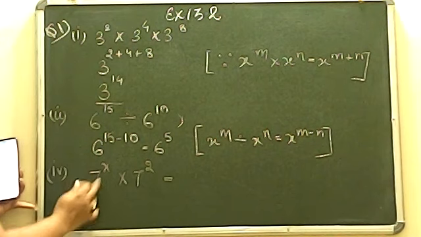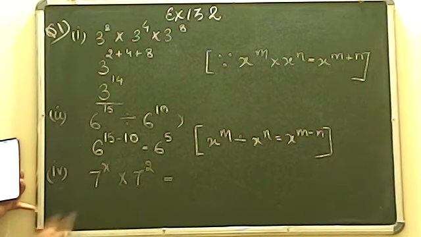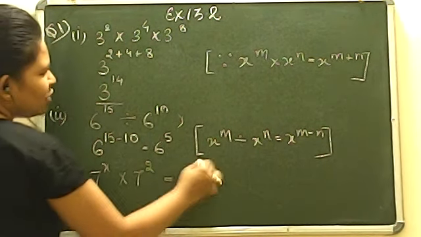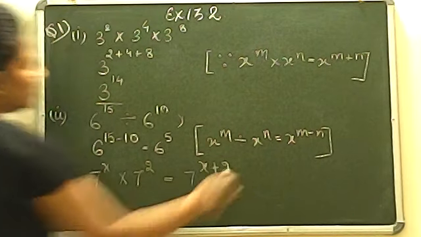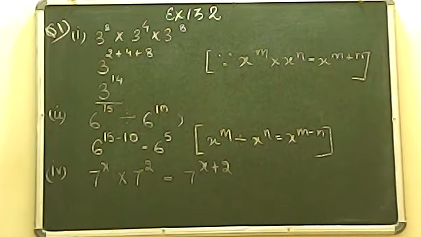Correct. Because same base, power different, in between there is a multiply. So powers will be added. Answer will be coming 7 to the power x plus 2. Do not write 2x. Why 2x? Because x plus 2 is different. X into 2 gives you 2x. So you cannot write 2x here. Simply write x plus 2. Further it will not be solved because x is unknown here. ठीक है, so ये वाला क्वेश्चन यही खत्म हो गया बेटा.